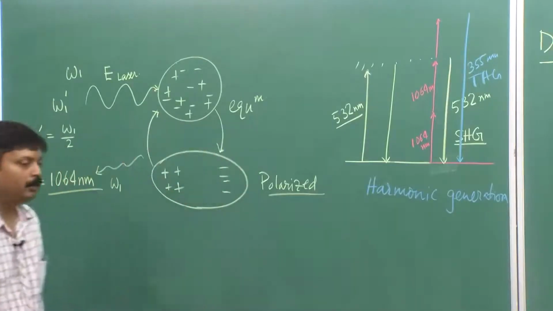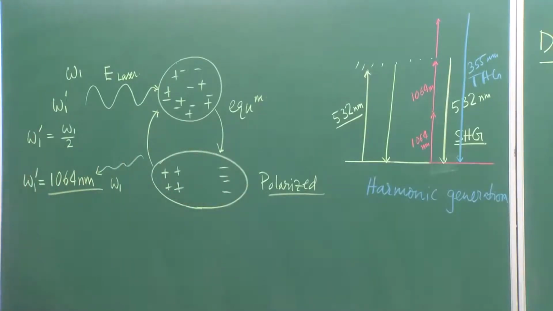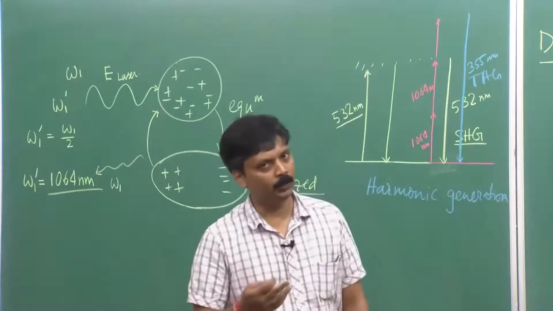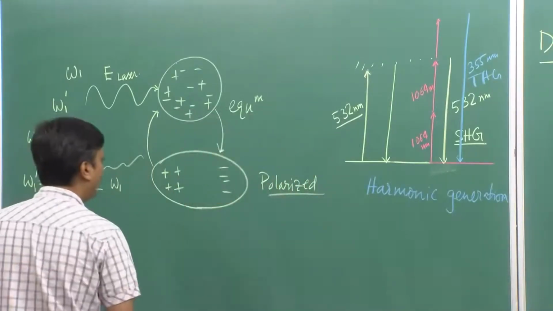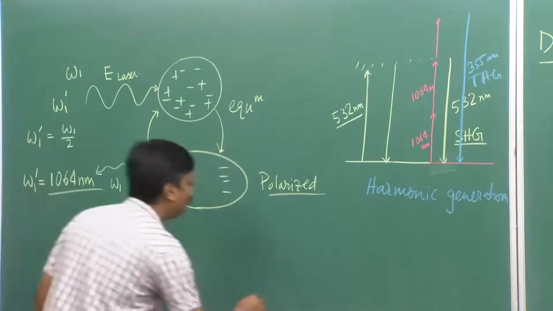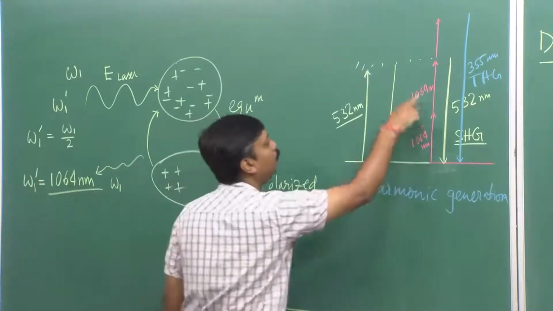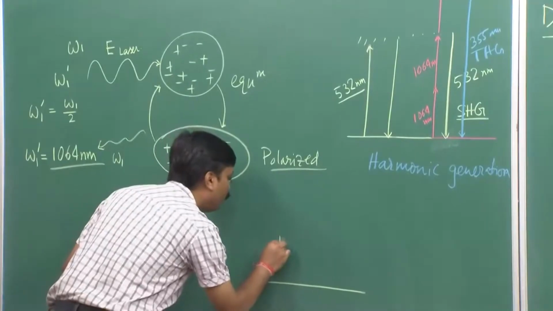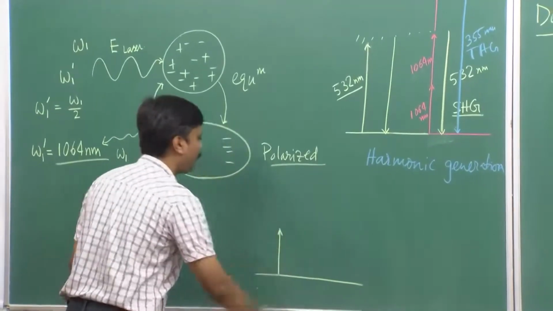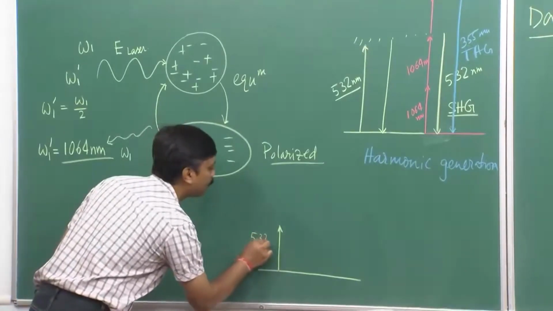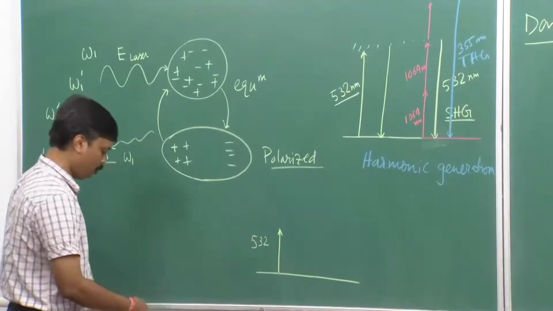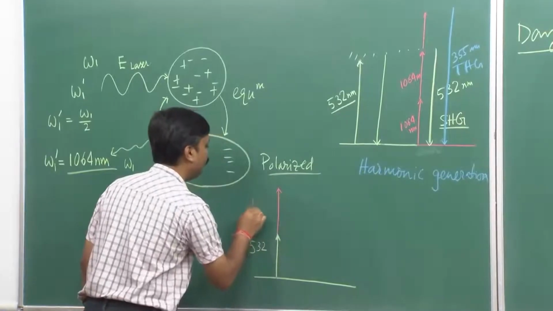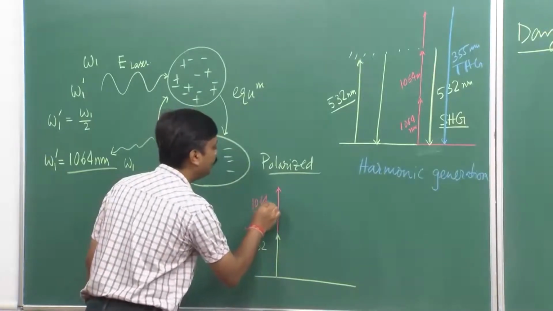Now, if I have a situation where I come up with 2 incident photons having 2 different frequencies, what may we have? We may have the following situation. So far we have shown all the photons are of equal frequency. Now, if I have say one photon of 532 nanometer and then another photon of 1064 nanometer, the lengths are not to scale.